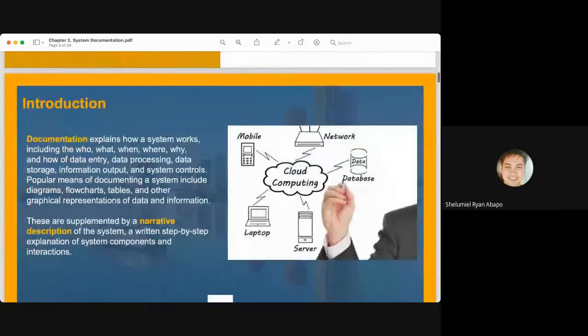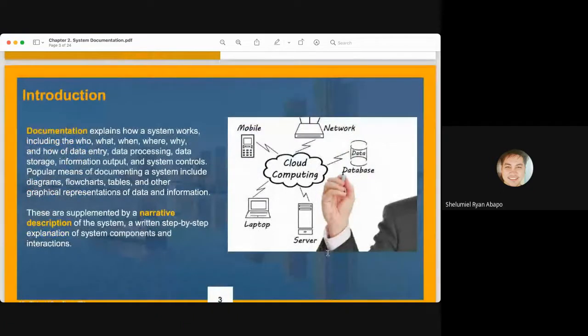Under this chapter, System Documentation, we will discuss the importance of documentation and how we map the processes of our accounting information system. So basically, the documentation process will allow us to understand the accounting process and be able to automate this through a migration from manual to automated accounting information system.